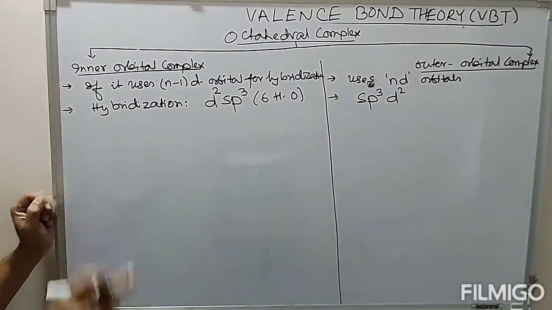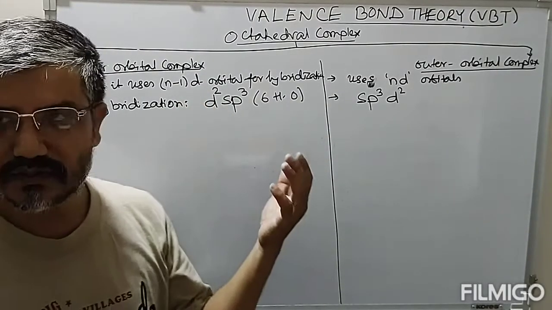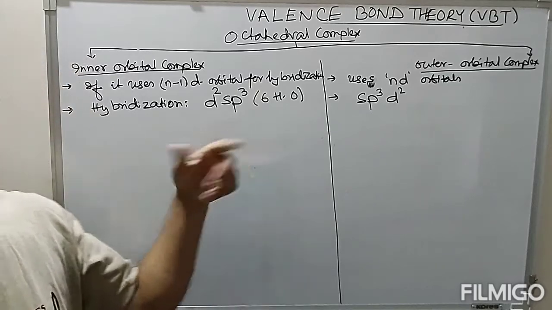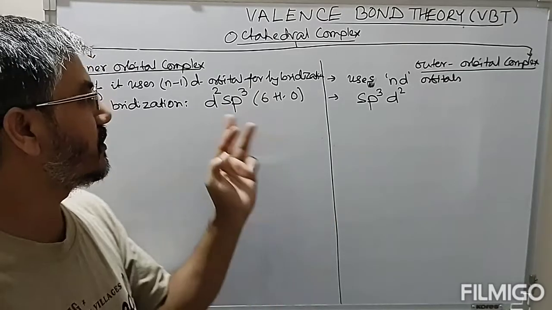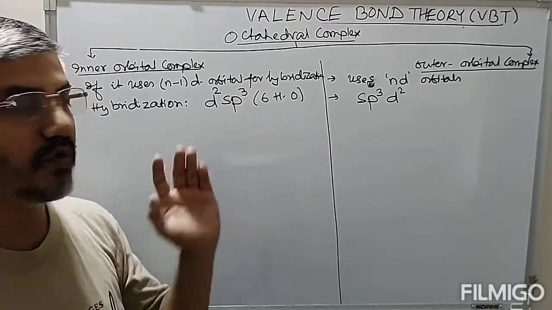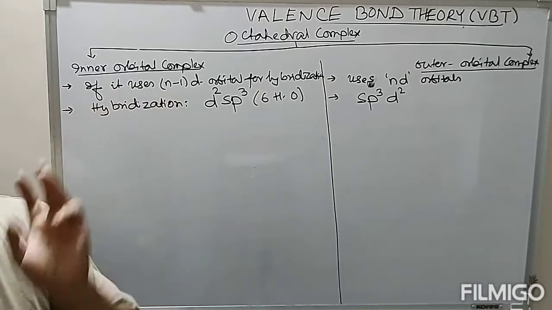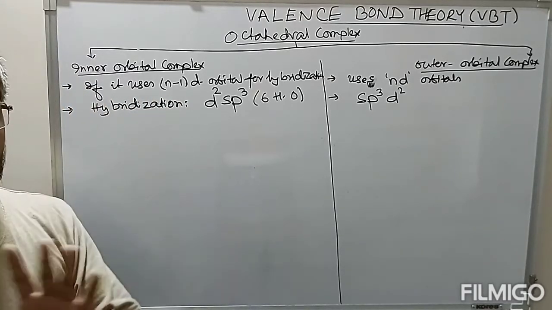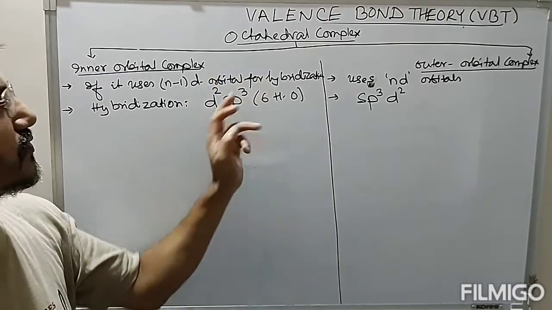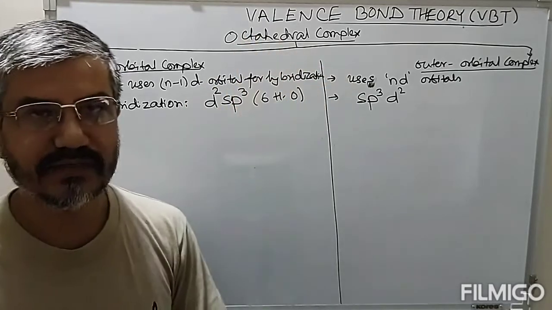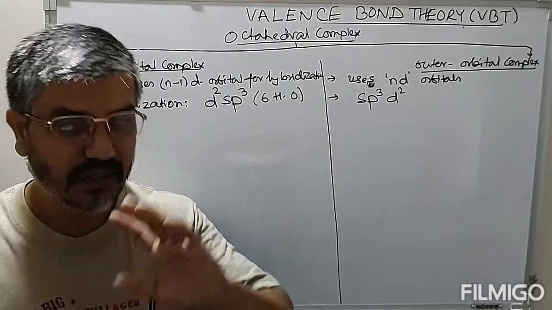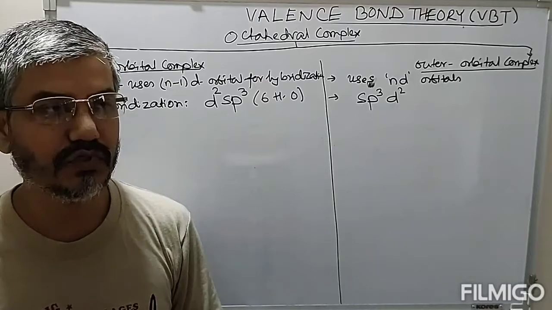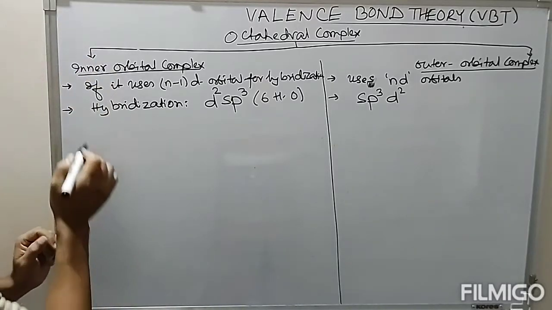Now s has one orbital, so there is no problem with the orbitals of s. p has 3 orbitals, px, py and pz, all 3 orbitals are used. Now the problem lies with d. d has 5 orbitals, so out of these 5 orbitals, 2 d orbitals should be selectively used for this hybridization. So now the question arises, which d orbital should be used for hybridization?